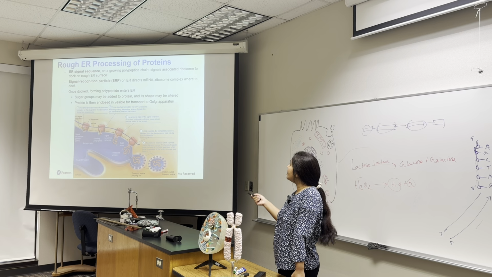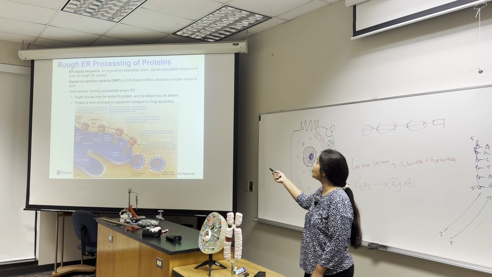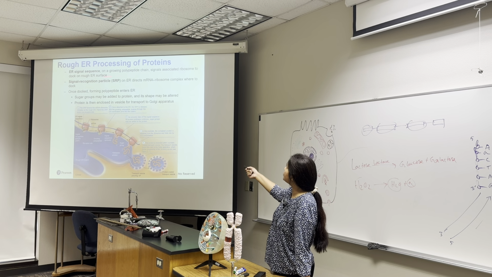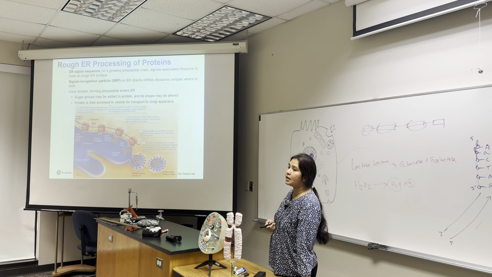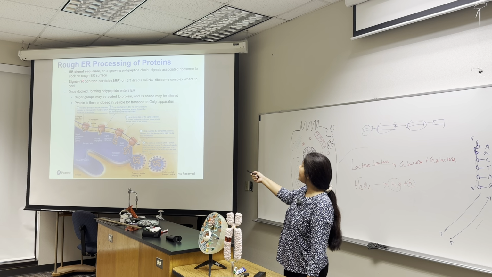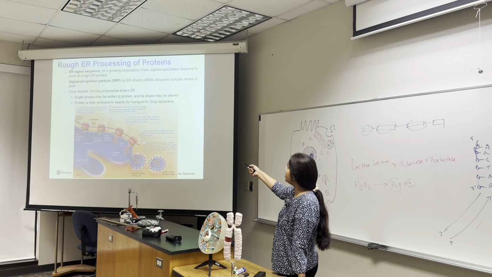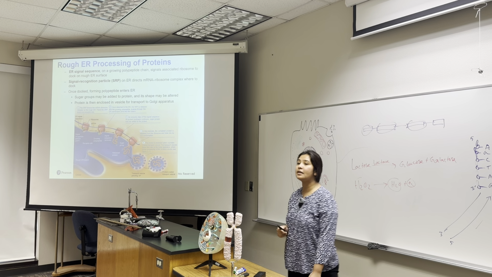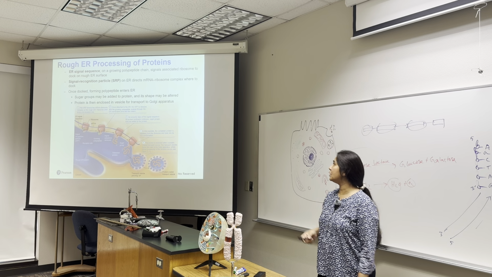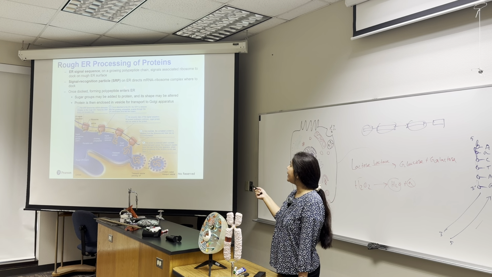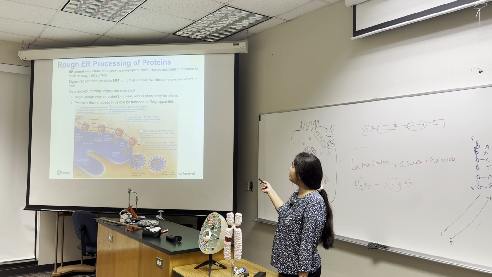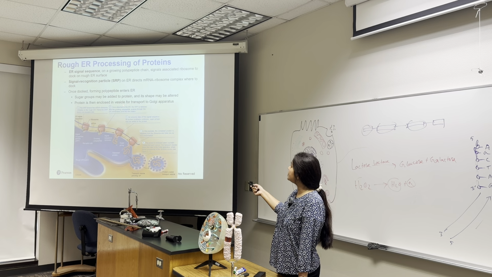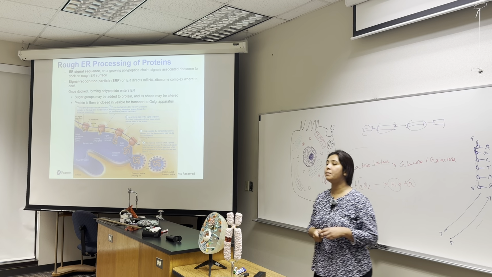In the endoplasmic reticulum, you have the signal sequence on a growing polypeptide chain. The signal causes the ribosome to dock on the rough endoplasmic reticulum surface, and then the signal recognition peptide on the endoplasmic reticulum directs the mRNA ribosome complex where to dock, where they're going to go. Once docked, the forming polypeptide enters the endoplasmic reticulum. Sugar groups may be added to the protein and its shape may be altered, and the protein is then enclosed in a vesicle for transport to the Golgi apparatus.